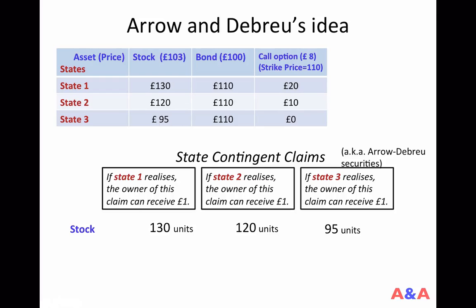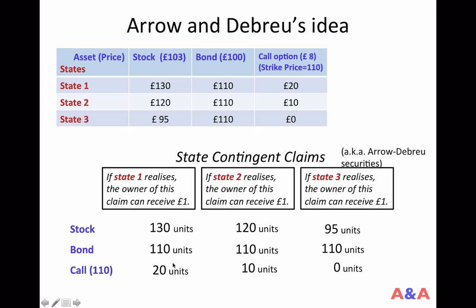The payoff is exactly the same as that of the stock. The same thing can be said about the bond. The payoff of the bond can be replicated by a basket of state contingent claims, 110 units of each of the state contingent claims. Finally, this call option can be regarded as a collection of 20 and 10 and 0 units of these state contingent claims. In other words, the payoff of this call option can be replicated by a basket of these state contingent claims.